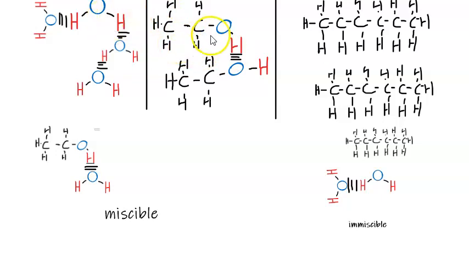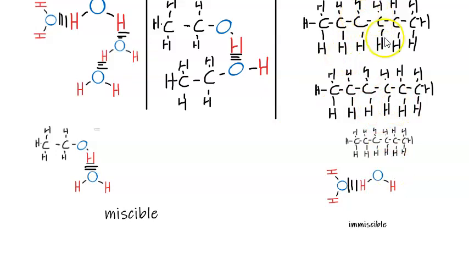So if we've got two polar molecules, they are going to mix together. So ethanol and water are both polar. Like dissolves in like is what we say. Because they both have the same polarity, they're going to dissolve in each other. Likewise, if we have two dissimilar molecules, one being non-polar and one being polar, they are not going to dissolve together. So unlike does not dissolve in unlike.